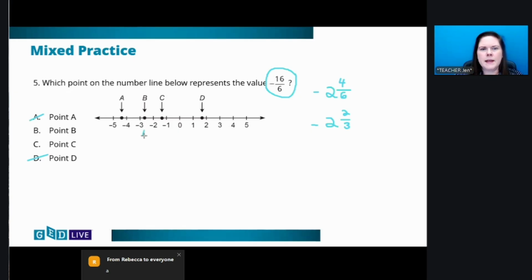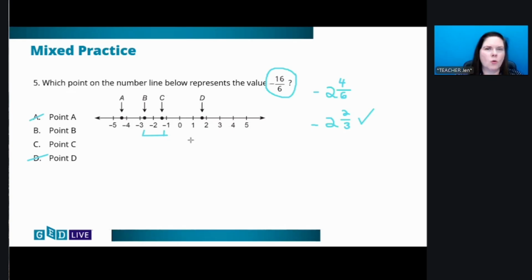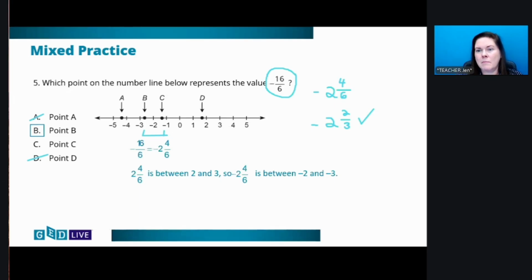Okay, so we're down to B or C. And B is somewhere in between 2 and 3 on the negative side. That looks good. But C is somewhere in between minus 1 and minus 2, like minus 1.5 or something, maybe minus 1.25. But we're looking for minus 2 and 2/3. So B is going to be the correct one here. So I would highly recommend taking it from an improper fraction minus 16 over 6 and making it a mixed number. So you could then take a couple of points out and then zero in on the correct answer from there.